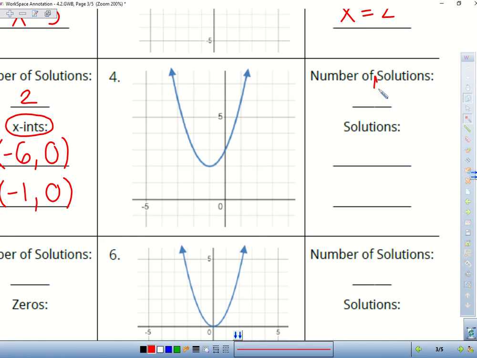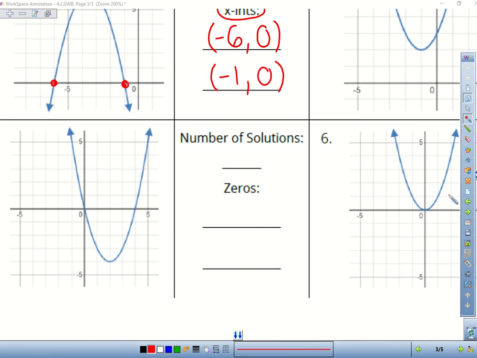How many real solutions does this one have? 0. Good. The solutions are imaginary. We have a whole section of this class where we talk about imaginary numbers, so we're just going to keep it really simple now. If it doesn't cross the x-axis, it's imaginary. We'll learn more about what that is in the future. Any questions? Okay.